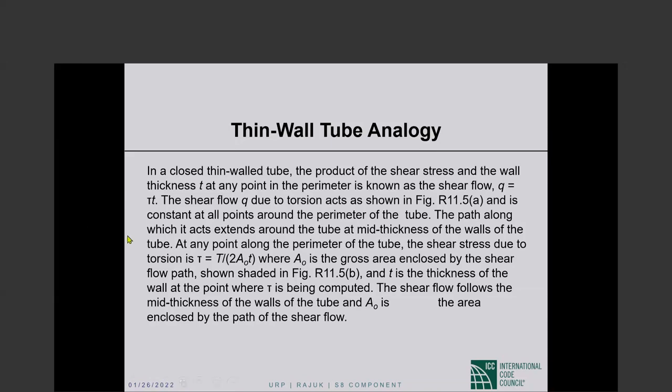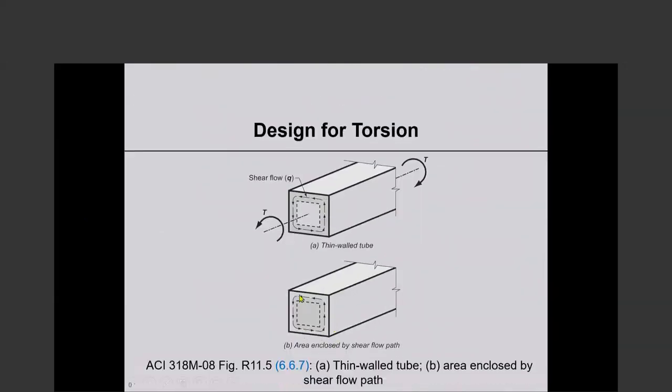Okay, so this is a basic relationship from strength of materials. A sub 0 is the gross area enclosed by the shear flow path, and that is shown in the second part of the picture. So this is the shear flow path, and the area enclosed by that is A sub 0. This is also the area enclosed by the wall central line, the central line of the thin wall tube. Okay. A sub 0, very important notation.